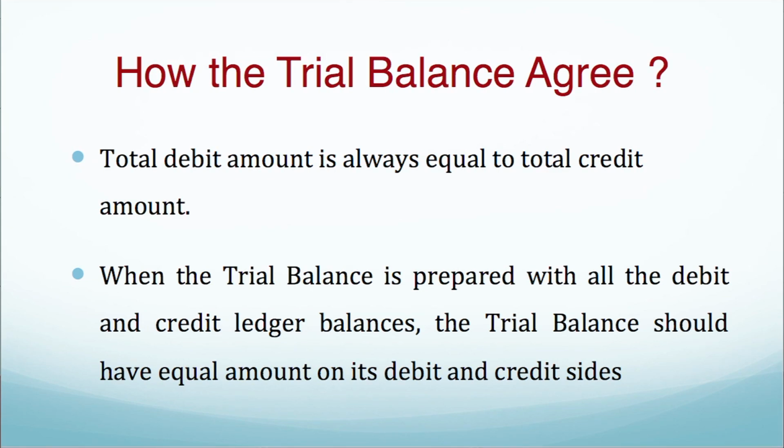Now, total debit amount is always equal to total credit amount, because as we have recorded the same amount on both the sides, that is debit and credit, in the journal, and the same amount is posted to the ledger, so the total debit and total credit amount will be equal. So after balancing the ledger accounts, we will prepare the trial balance. When we prepare the trial balance, the debit and credit ledger balances will be recorded in the trial balance with the same amount.